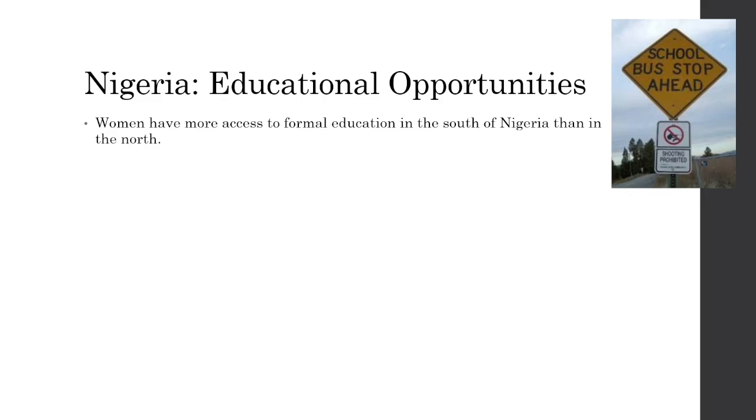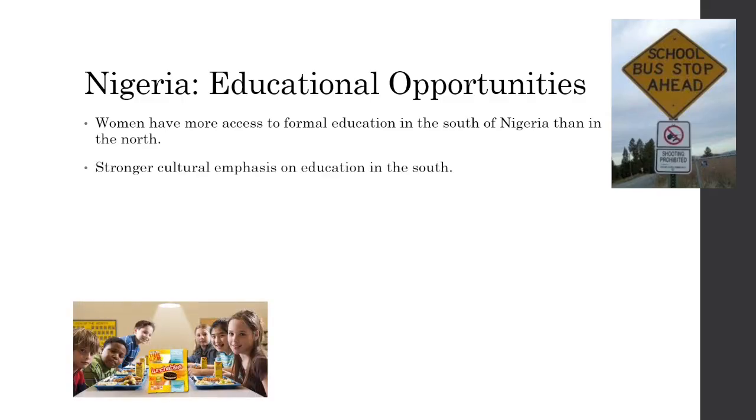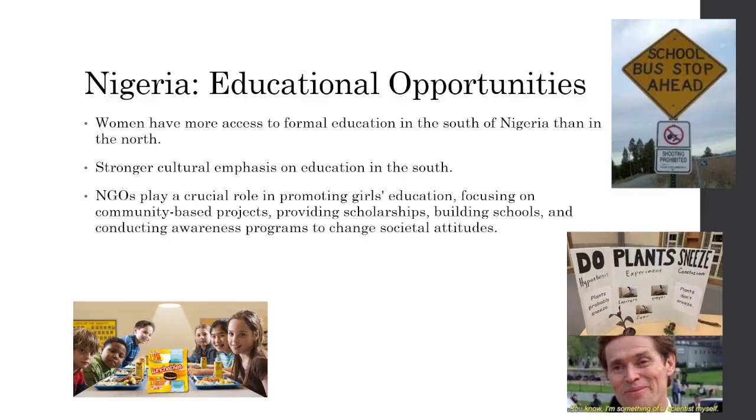Southern Nigeria has its problems, like the oil production and all the issues it causes. But the north sucks a lot more than the south. There's a stronger cultural emphasis on education in the South, which really emphasizes the provisioning and attendance of education. And NGOs, non-governmental organizations, as we discussed previously, play a crucial role in promoting girls' education.